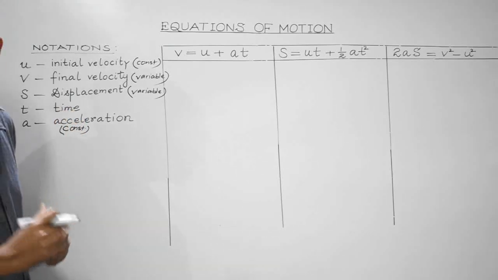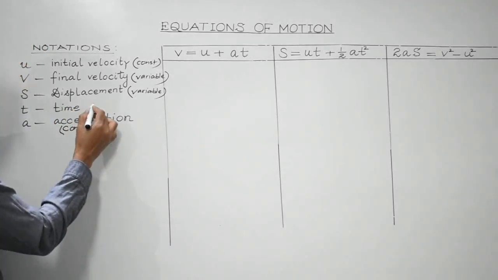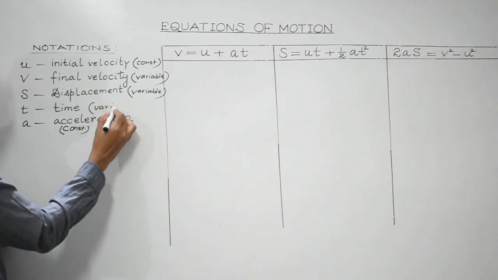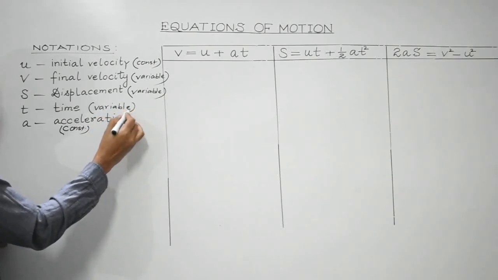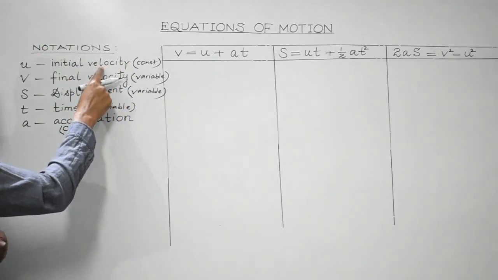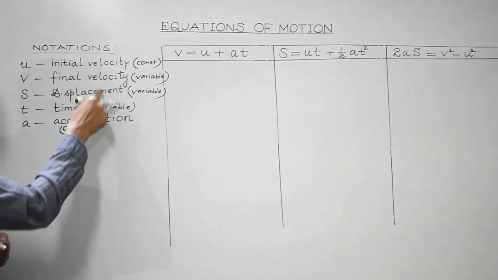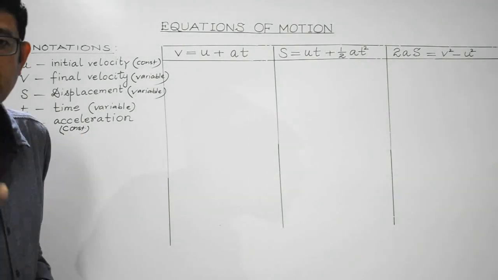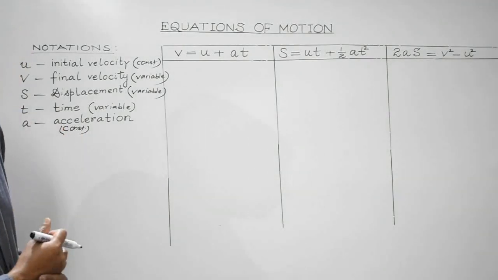Time can't be constant, isn't it? It will keep on changing. Time will keep on elapsing, right? So out of these, only initial velocity and acceleration are constant. The rest of the three will change their value with the passage of time.